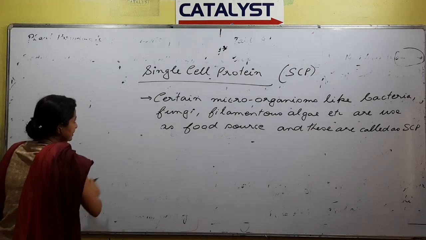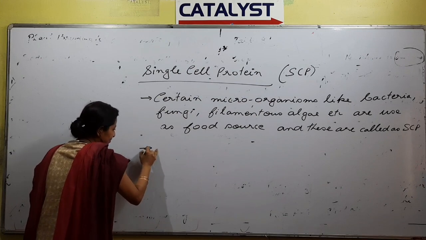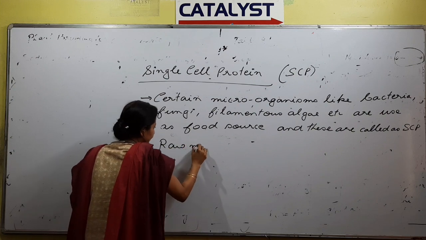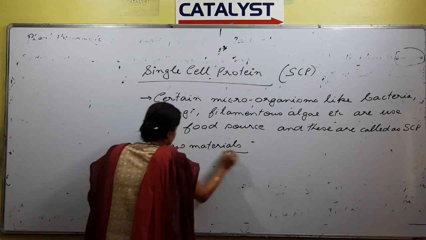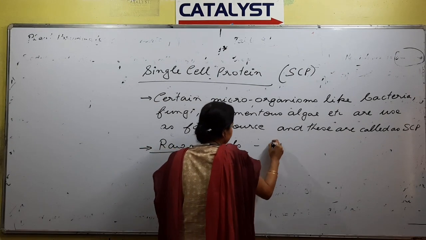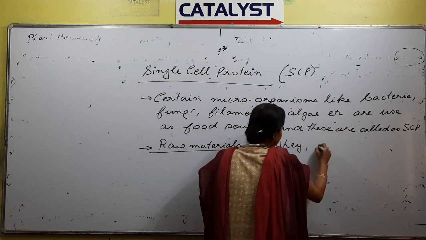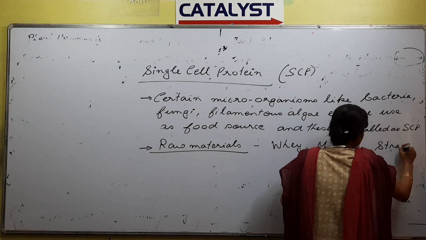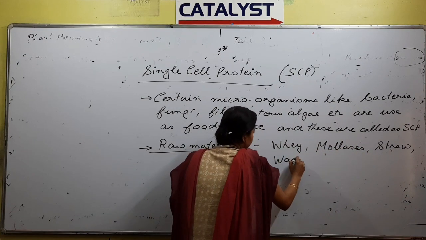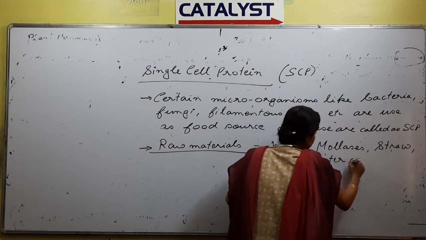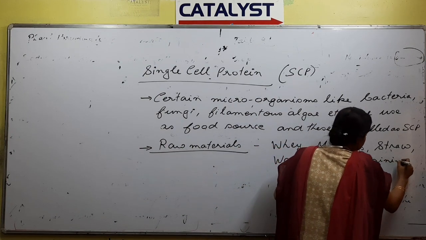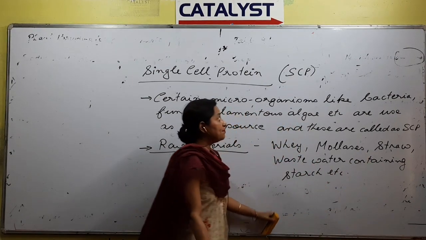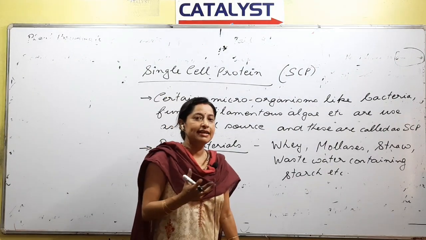To produce single cell protein, there are some points that you need to remember. What are the raw materials? Whey, molasses, straw, wastewater containing starch, etc. Right?